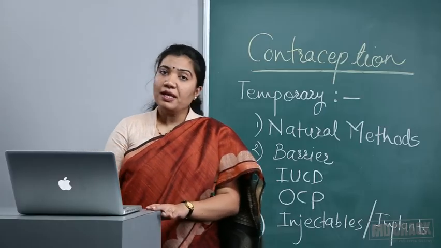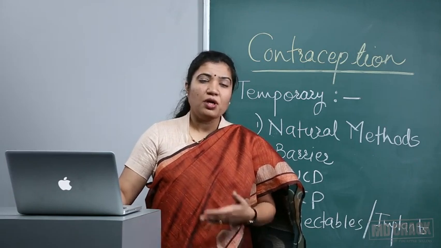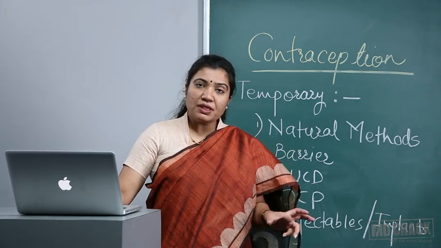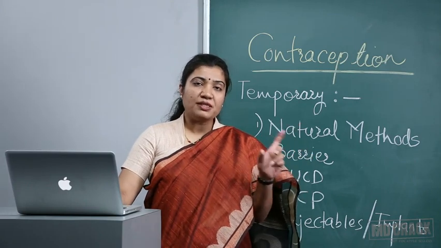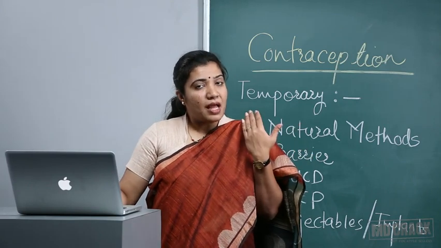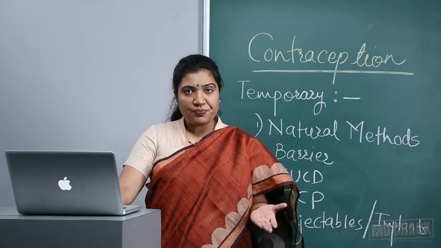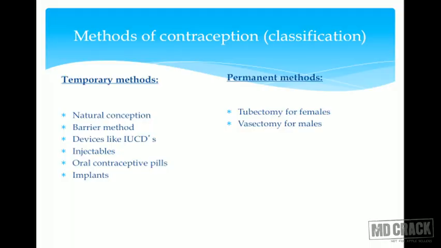So whenever you are expressing the failure rate of any contraceptive method, you have to express it per 100 woman years. So 100 couples were using that method over a period of 12 months, that is 1 year, and as a failure of that particular contraceptive method, how many of them conceived is exactly what we are calculating.